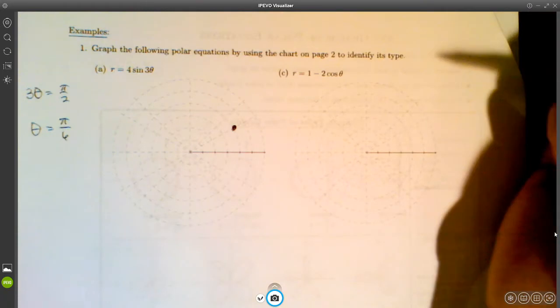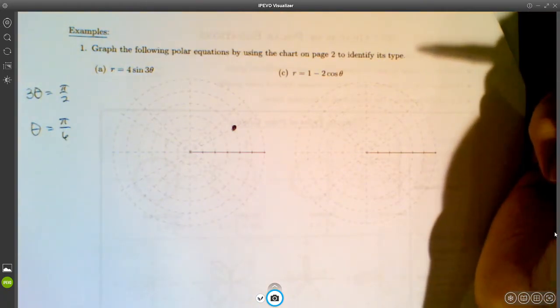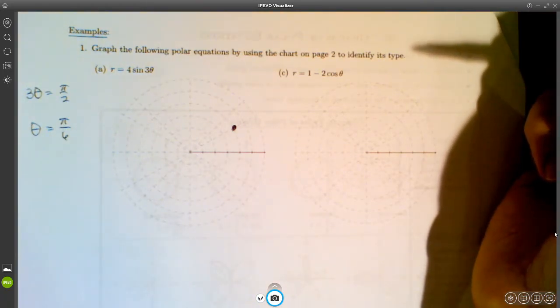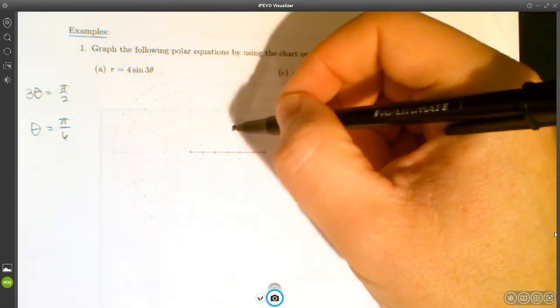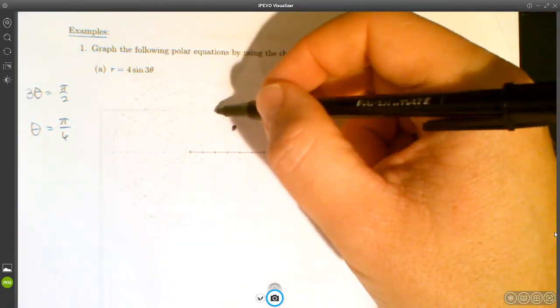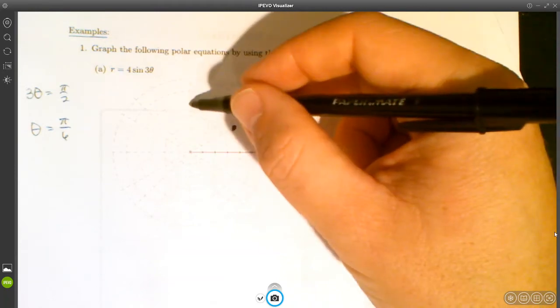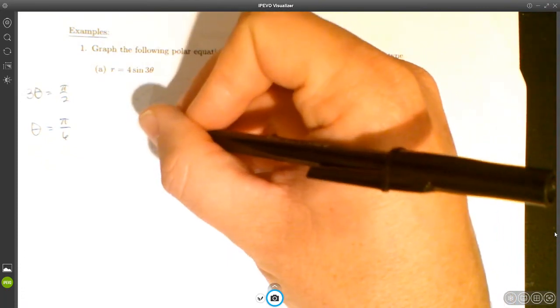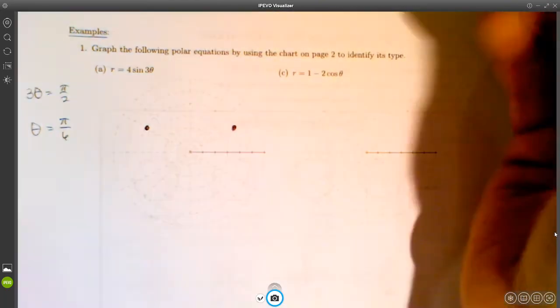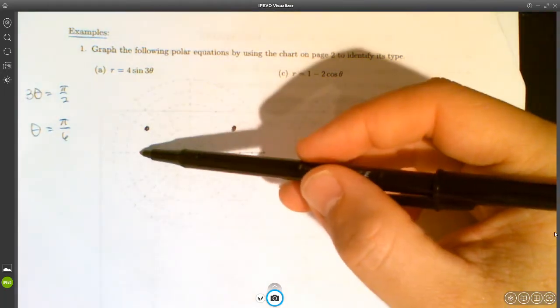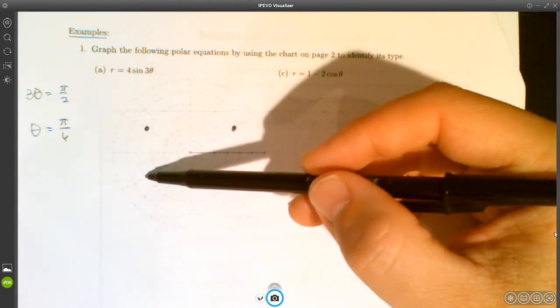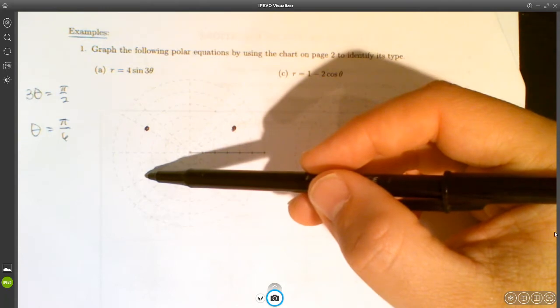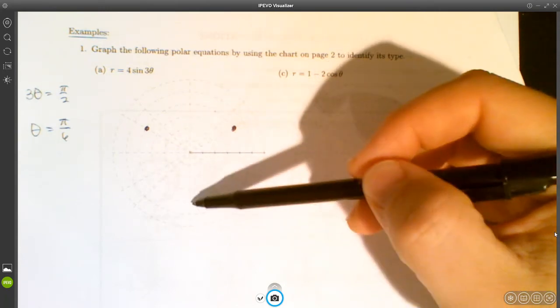Okay? Oh, that's kind of hard. 2 pi over 3 is, well, this would be another pi over 6, this would be pi over 3, and this would be 2 pi over 3. So I think at 2 pi over 3, I'm going to be here. 1, 2, 3, 4. And then 2 pi over 3. Let's see, there's pi over 6, that's pi over 3, and then another pi over 3. So there's two.